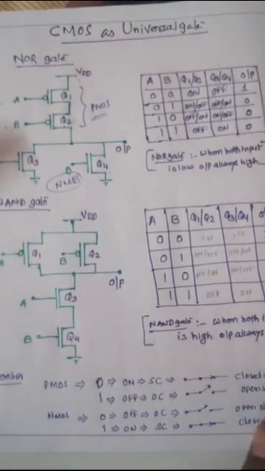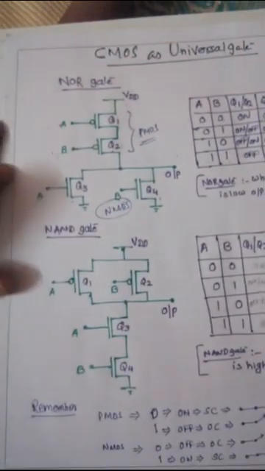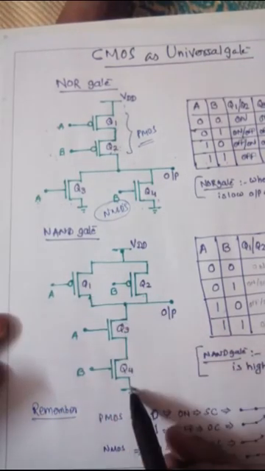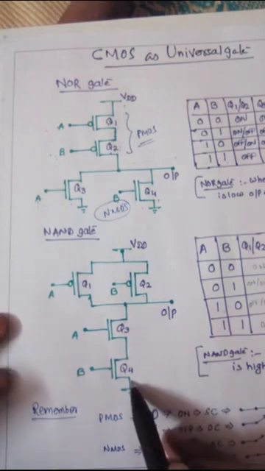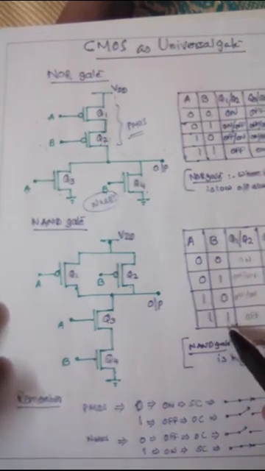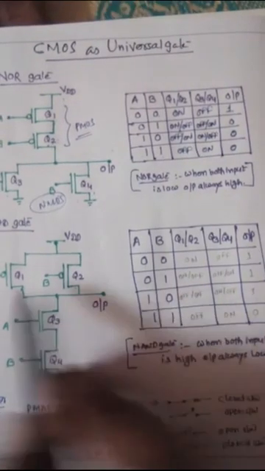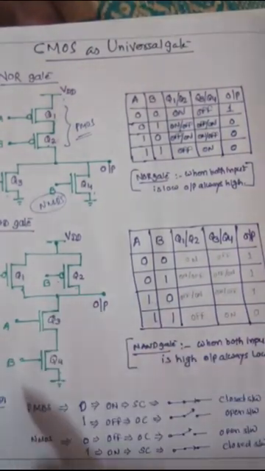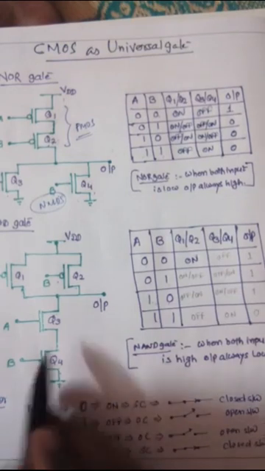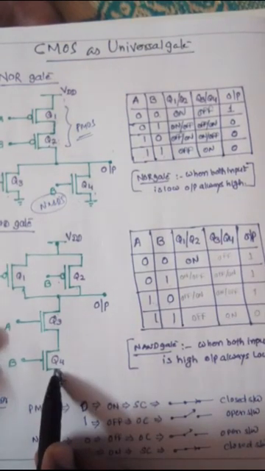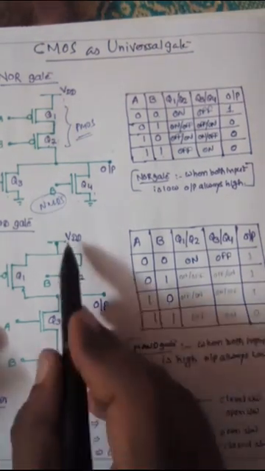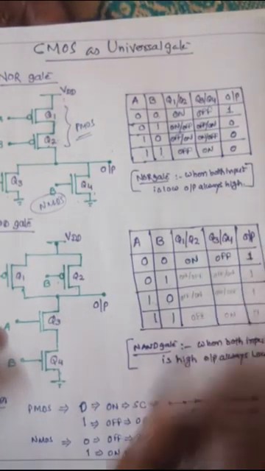Now in the same way, we check for the NAND gate. Here is the circuit. Two PMOS are connected in parallel, and on the lower side two NMOS are connected in series. Here we check the same way for inputs 00, 01, 10 and 11. What happens when both inputs are 0? Both PMOS are in on state, and Q3 and Q4, the NMOS with low input, are always off. Off means open circuit, so the output goes this way and it will be 1.